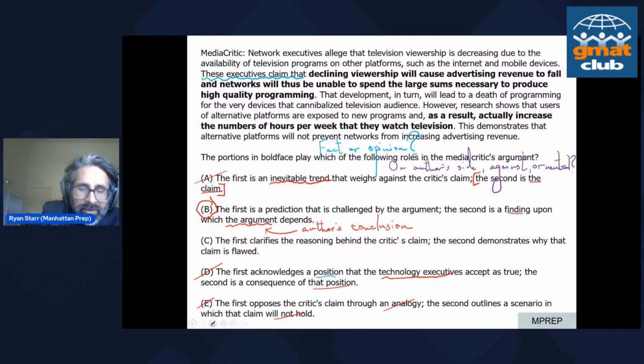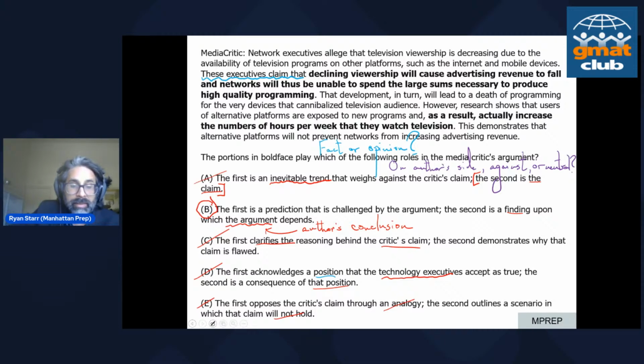Yeah, "clarifies the reasoning behind the critic's claim" is basically the inappropriate part about C. The first boldface portion is the executive's claim, nothing to do with the critic's claim, and certainly doesn't clarify any reasoning behind the critic's claim. It's on the opposite side. Good. And so B, it absolutely is. A, C, D, and E all have something wrong with them.